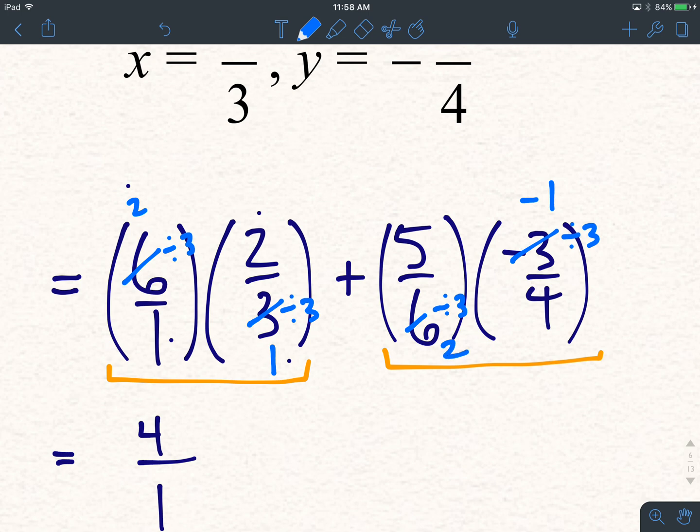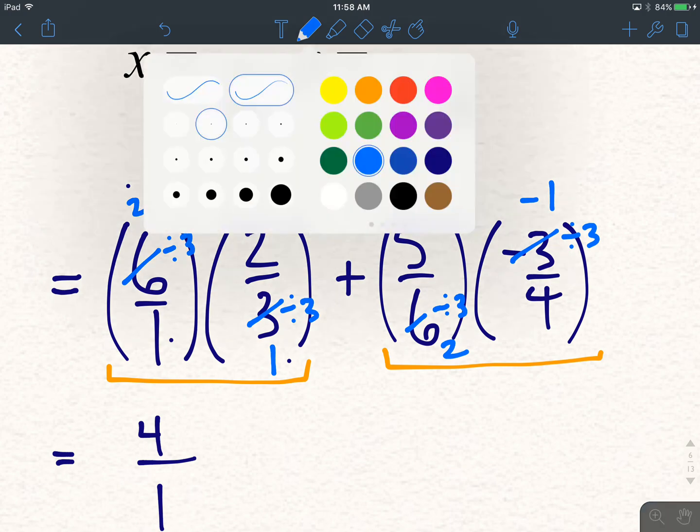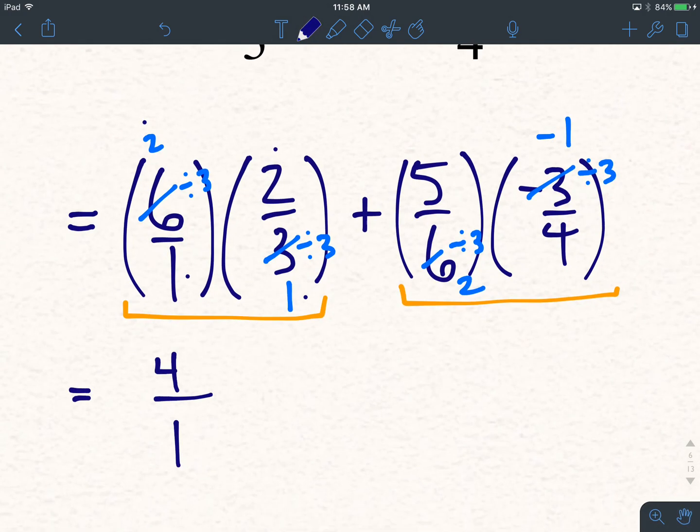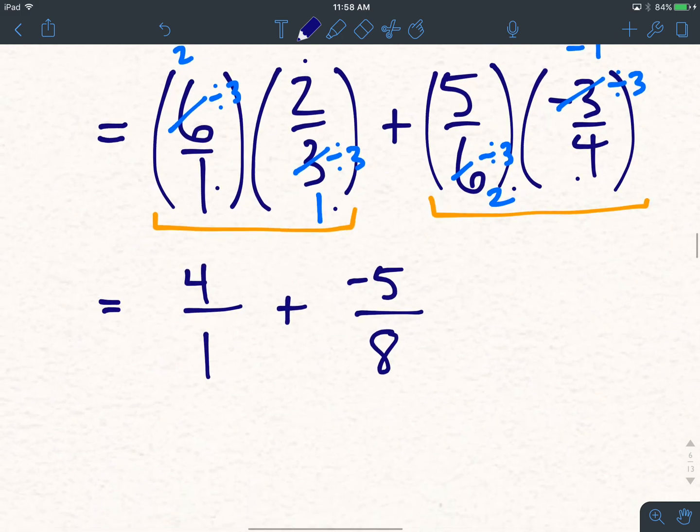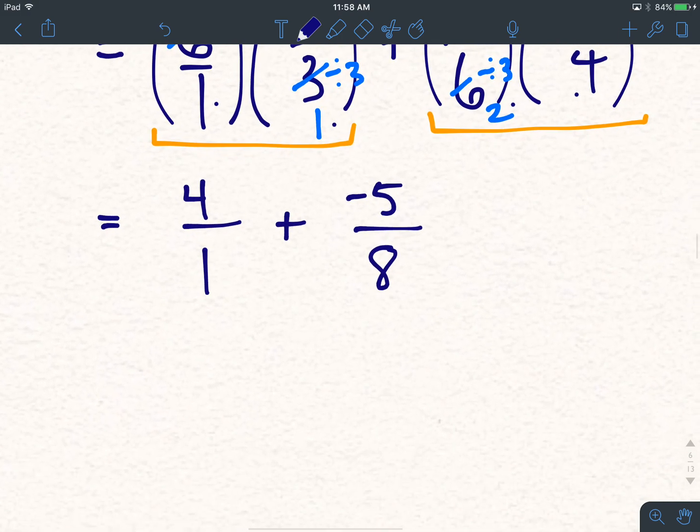Again, there's no further reducing that we can do here, so let's move on to the next line and simplify this by doing numerator times numerator. So 5 times -1 is -5, and in our denominator 2 times 4, which gives us 8. So in our last step here, there's only adding and subtracting left, adding in this case, so we need to come up with a common denominator.